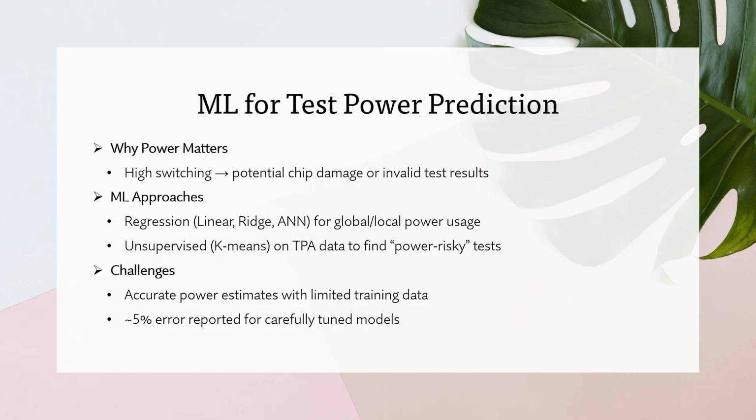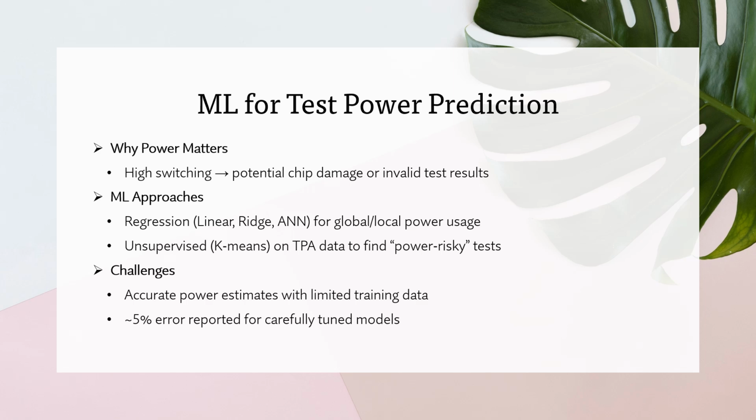And the next one is k-means clustering, which helps to group these test patterns by the power they use, and it helps us spot the patterns or groups which might be power risky and use a lot of power.